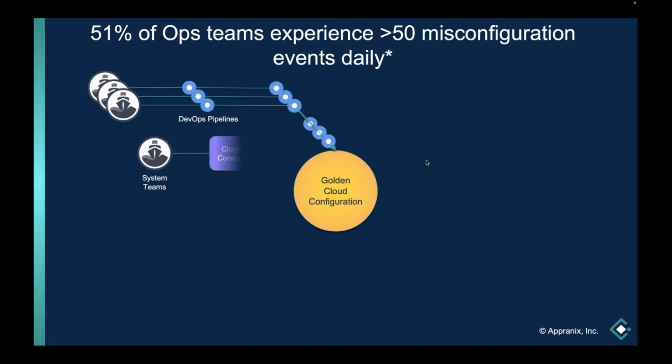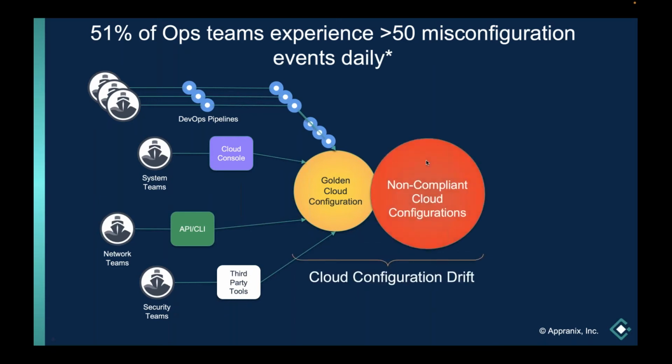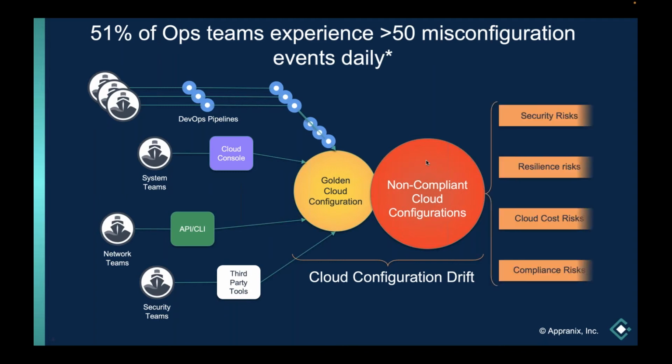And that could be many pipelines doing such things, right? Or your system management teams, through the console, might be changing your configurations as well. And the network teams, through API, CLI, or third-party management systems, might be changing your configurations all the time. So just the configuration changes alone might affect the reliability of your system. And that creates a drift. And that drift could affect in multiple ways.